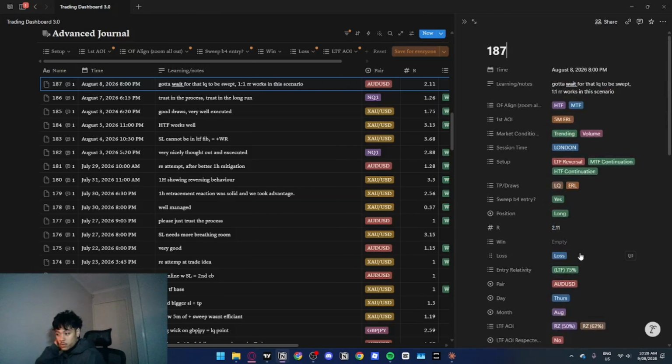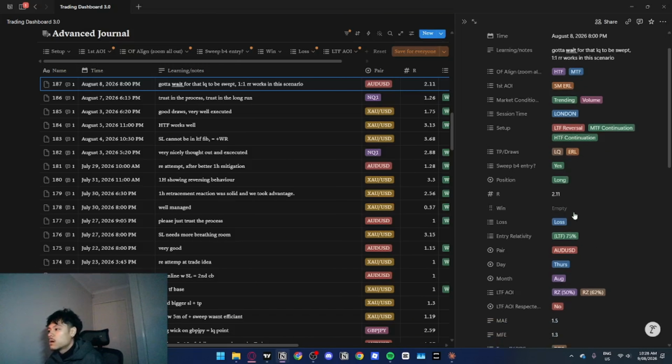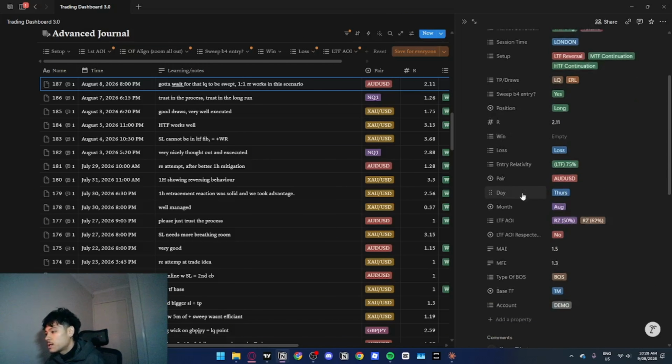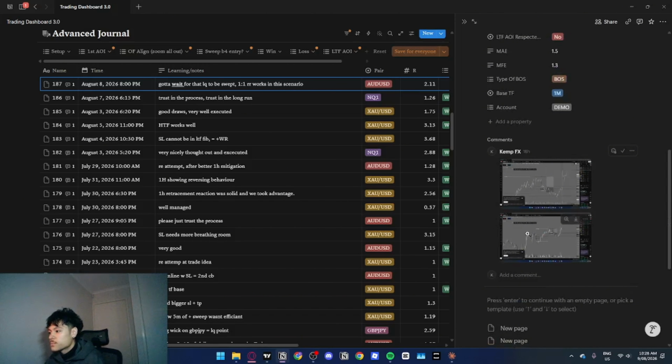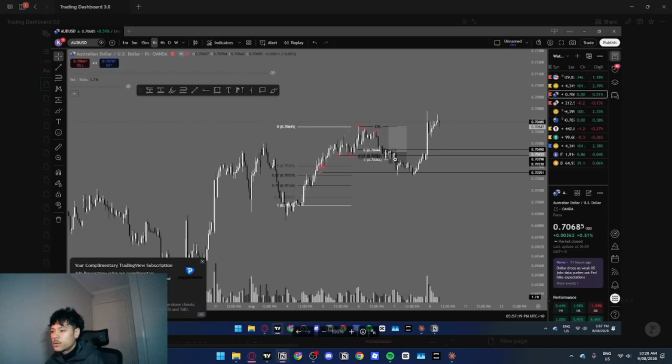and as you can see, it played out. So on Thursday, we took a trade on, I believe this is AUD/USD, yep, at 8 p.m. We were with middle time frame and higher time frame structure. We traded around London session. It was a loss with a 2.11 RR targeting. So let's have a look at the 1 hour chart.